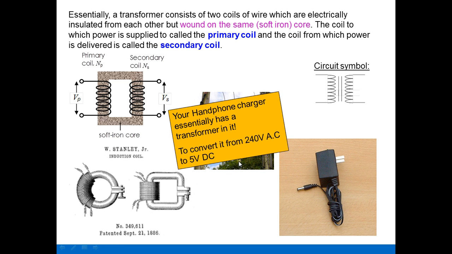Your handphone charger essentially has a transformer in it. Why? Because the voltage that we draw from the mains is actually at 240 volts, but we need to step it down to a lower voltage of 5 volts and then after that convert it to a DC. In a video following this, I'll actually talk about how you convert an AC to a DC.